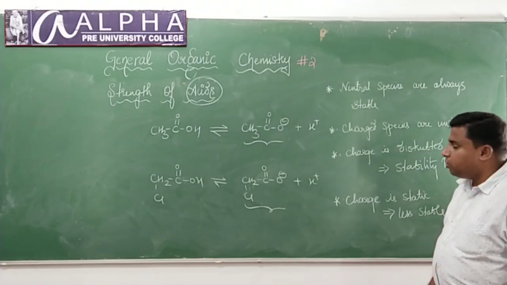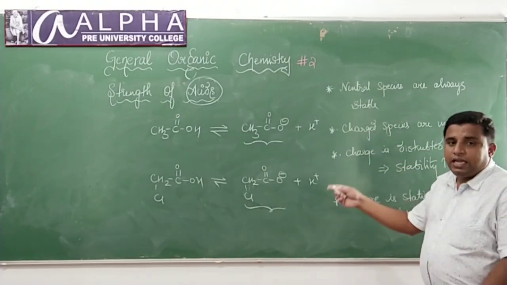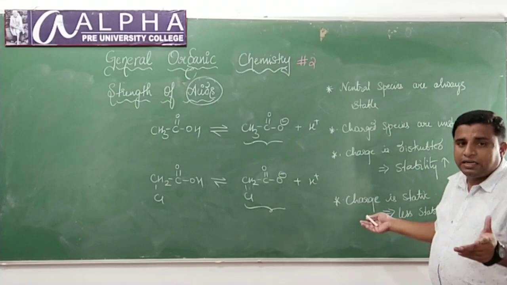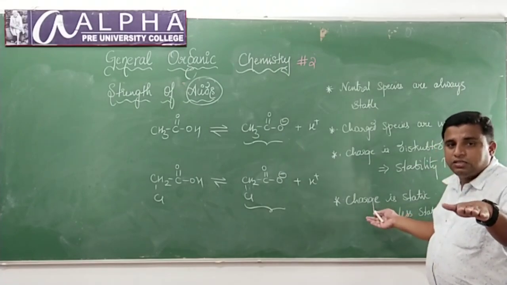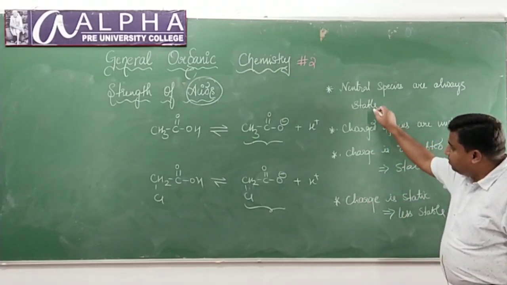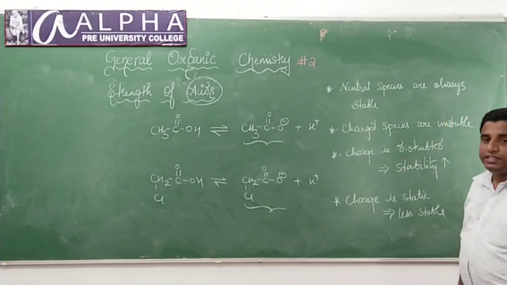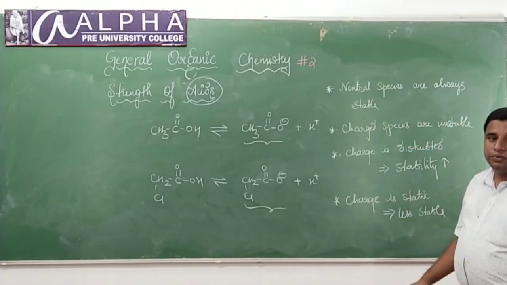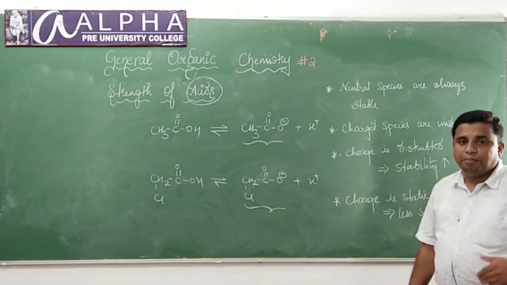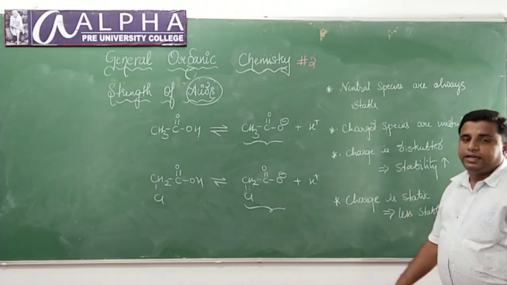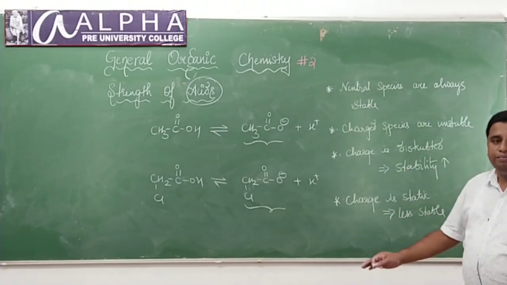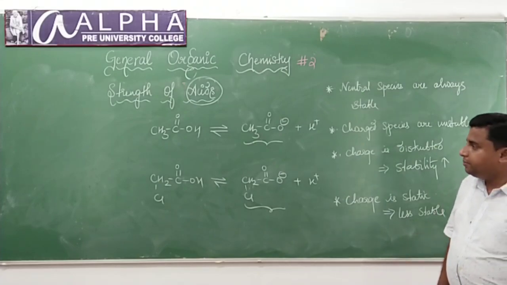They are less stable. But in a charged species, if the charge is distributed among the atoms in the molecule, then the stability will increase. But if the charge remains on a particular atom and is not distributed anywhere, it is going to be less stable. Please note this point. Neutral species are always stable. Charged species are unstable. If the charge is delocalized, distributed between the atoms of the molecule, then the stability is going to increase. But if the charge remains on one particular atom and is not distributed within the molecule, then the stability will be very less.